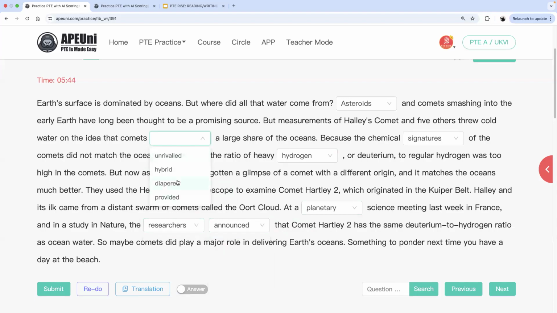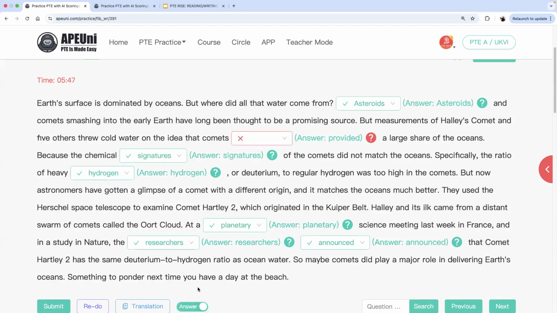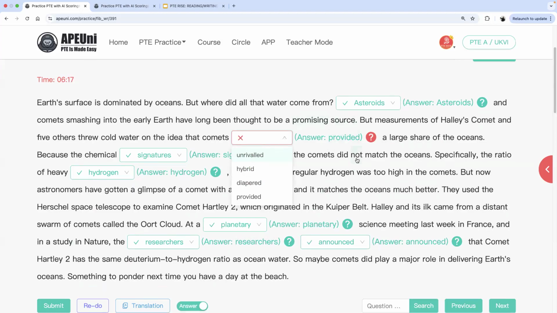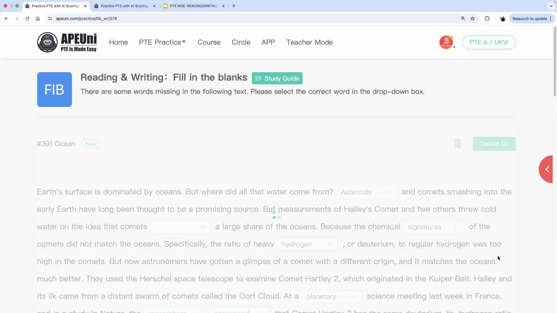Why I feel like saying diapered, I think unrevealed. Provided. They're saying comets provided a large share of oceans, means comets were the reason for making oceans. Okay. See, why not the rest of them? They don't look nice. How can you say diapered? How can you say hybrid? They're not changing or composing anything. That's why. Provided was still like a very reasonable word.